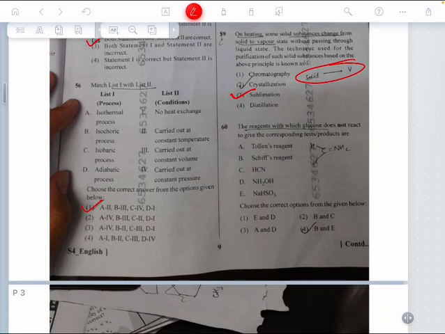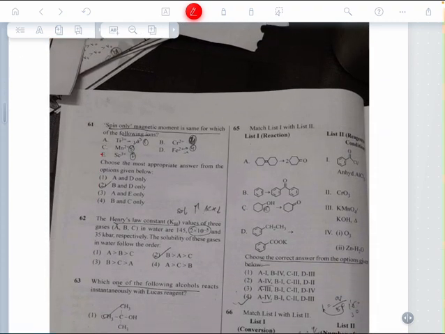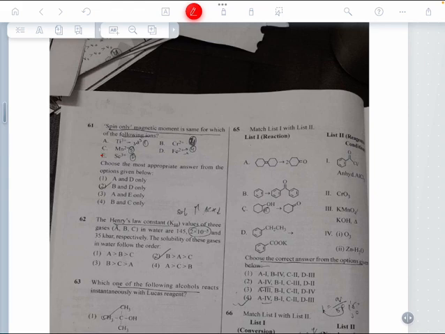The reagent with which glucose does not react to give corresponding test product. See, glucose does not give a test with Schiff's reagent and also with NaHSO3. So fourth option is correct. Now spin only magnetic moment is same for which of the following? Now we have to calculate the unpaired electrons over here, and if the unpaired electrons become same, so spin only magnetic moment also becomes same.